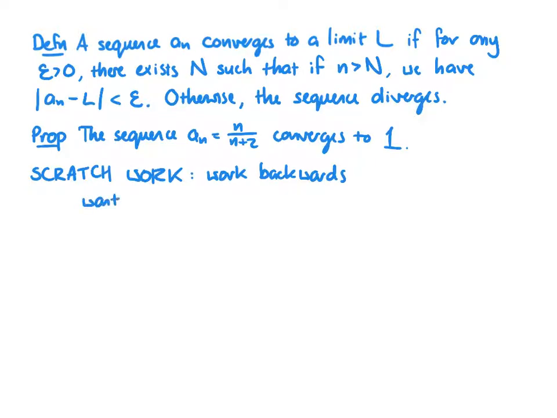So we want a sub n minus L less than epsilon. For us, a sub n is n over n plus 2. Our L, our limit, should be 1. We want that less than epsilon. So the question for us is, what has to be true about n to guarantee this is true?